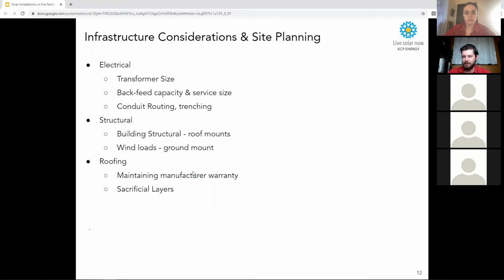Now that we've looked at some of the system financials, what are some of the site and infrastructure considerations if you were to take a walk around the yard and see if there was an ideal spot for a system on your property? On the electrical side, the first thing you want to look at, if you can see it, would be your transformer size. Often you'll have a transformer on a power pole in the middle of your yard somewhere, and it'll have a rating at the very top, usually say 7.5, 10, 15, or 25 kVA. That's just the actual rating of the transformer.